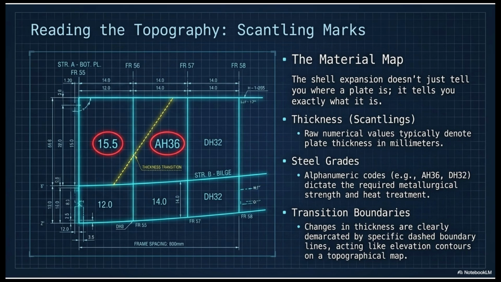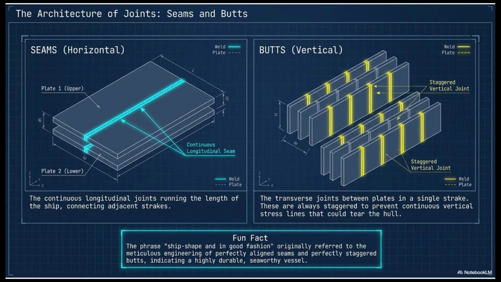Slide 13. Scantling marks: the material map. The shell expansion doesn't just tell you where a plate is, it tells you exactly what it is. Thickness, scantlings: raw numerical values typically denote plate thickness in millimeters. Steel grades: alphanumeric codes such as AH36, DH32 dictate the required metallurgical strength and heat treatment. Transition boundaries: changes in thickness are clearly demarcated by specific dashed boundary lines, acting like elevation contours on a topographical map.